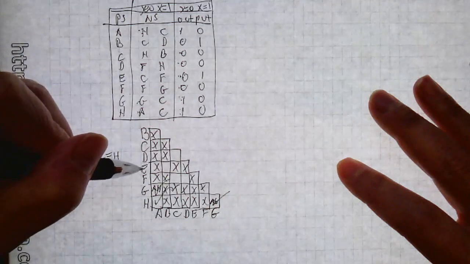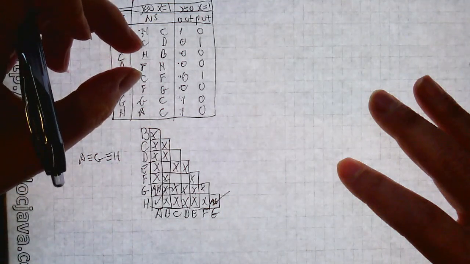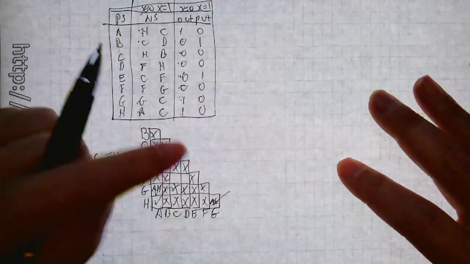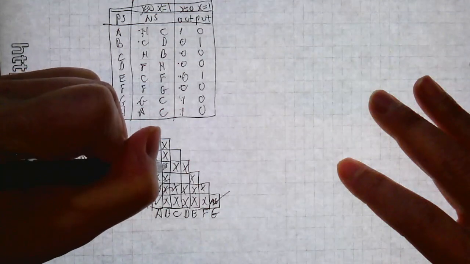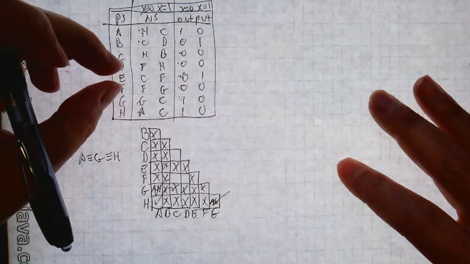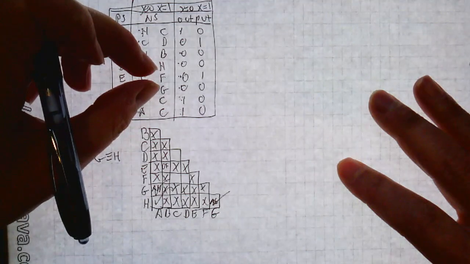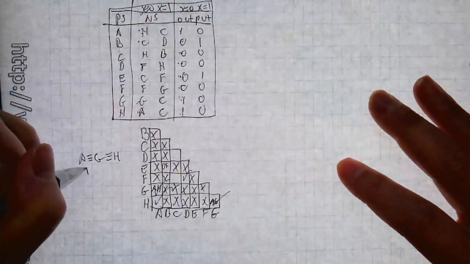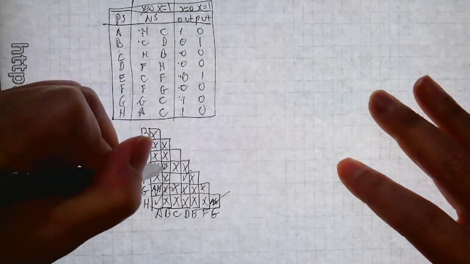Let's look at B and E. B is equivalent to E if C is equivalent to C. That sounds good. And if D is equivalent to F. D might be equivalent to F, so let's just write that here: DF. And let's go explore DF. D is equivalent to F if F is equivalent to F. That's good. And if H is equivalent to G, we already know that's true. So D is equivalent to F. And B is equivalent to E.